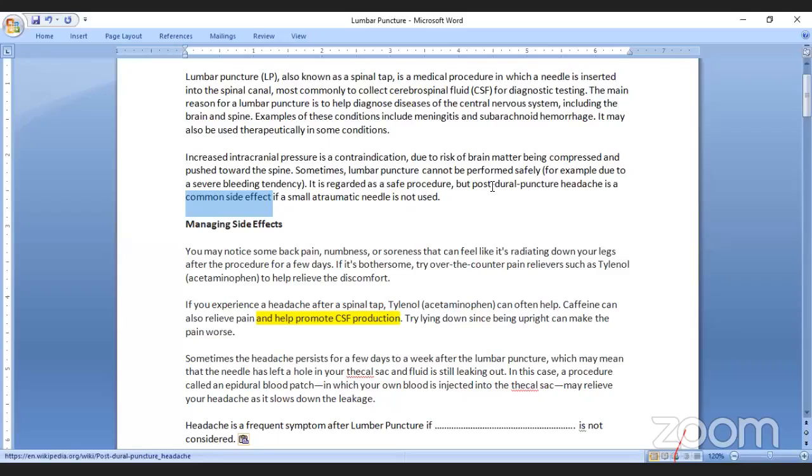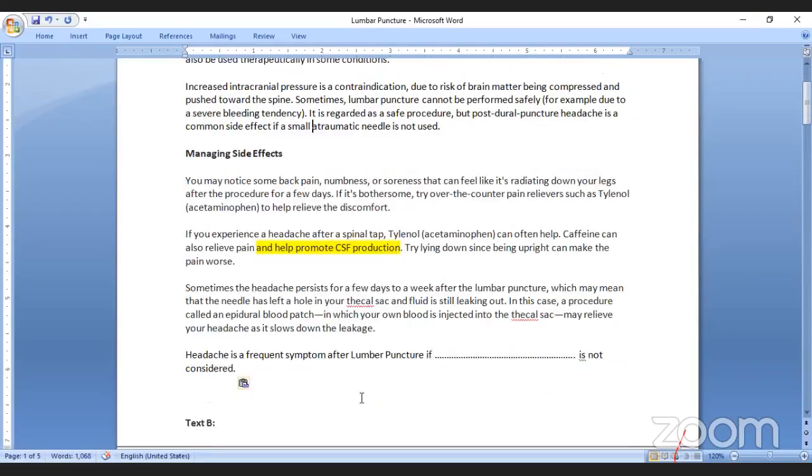So it means complication. Post-dural puncture means after lumbar puncture. If a small traumatic needle is not considered, it means if you don't use a small needle, then headache is common. So yes, small or traumatic needle. Good. Thank you. Most of you are writing traumatic. So it means the needle that makes less trauma, maybe small size.